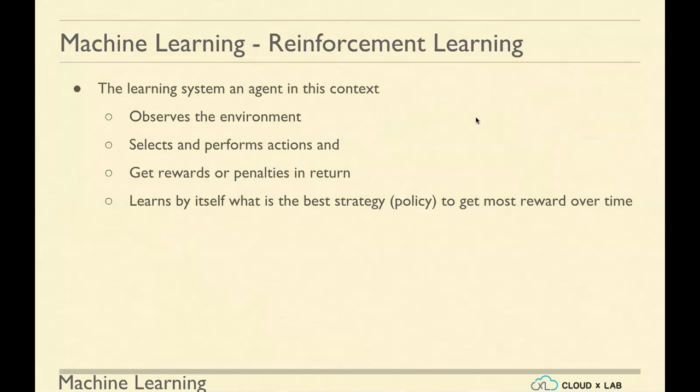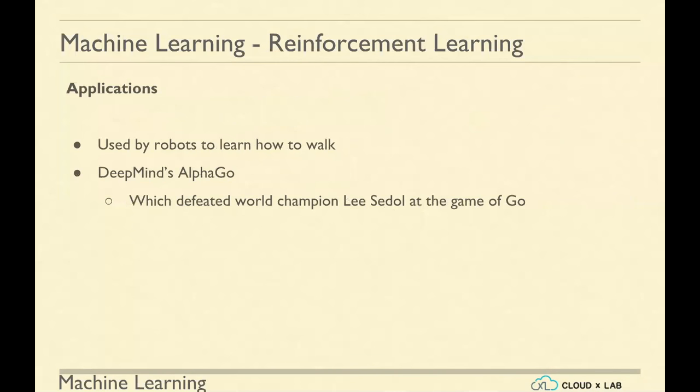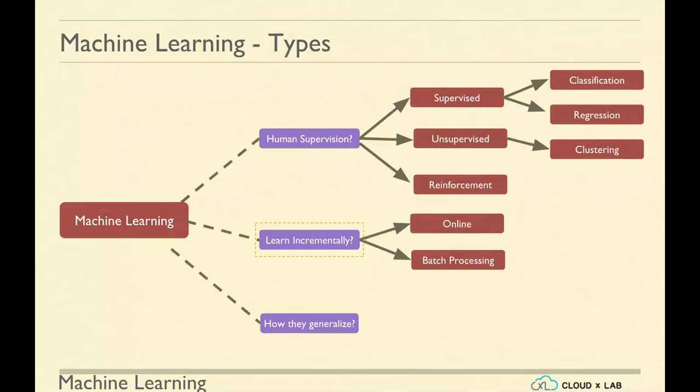Okay, so the learning system as an agent essentially observes the environment, selects the options, and moves ahead. There are many applications of reinforcement learning. It's used by robots to learn to walk, and it's used by deep learning's AlphaGo, in which AlphaGo defeated world champion Lee Sedol at the game of Go. So that was reinforcement learning.